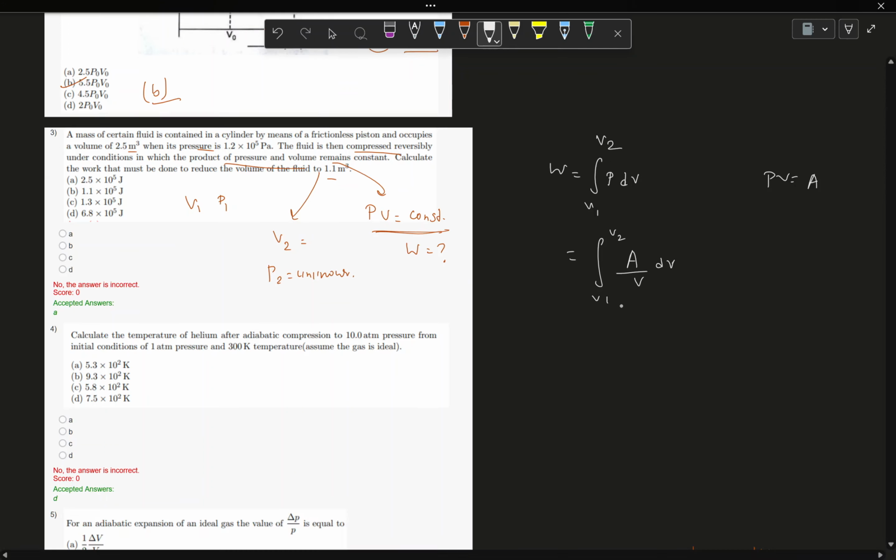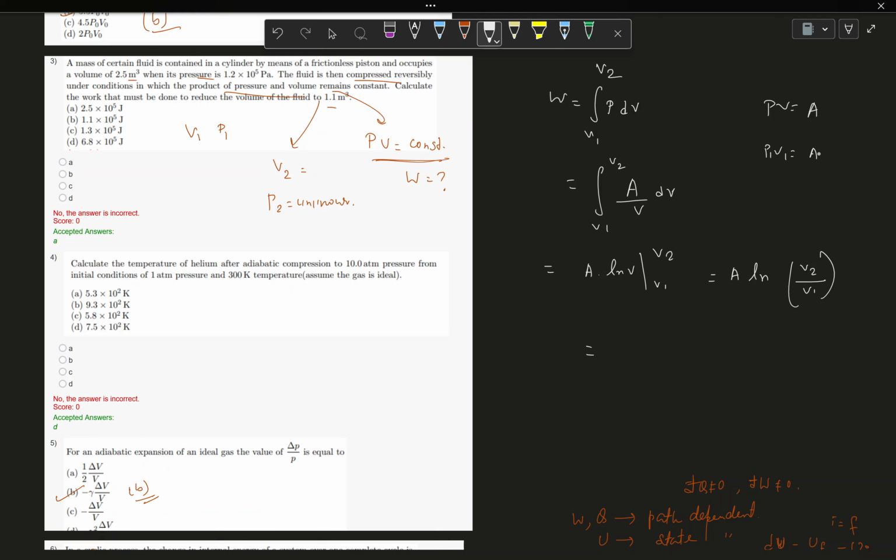Now A can be anything. A can be P1 V1 also, and A can be P2 into V2 also. But because you don't have the information about P2, we choose to write A as P1 V1, because those two forms we already know from the expression. So this is P1 V1 ln of V2 by V1. Now you just put the values. Make sure that the units are all in the same SI unit, which they are already, because Pascal and meter cube are all SI units.